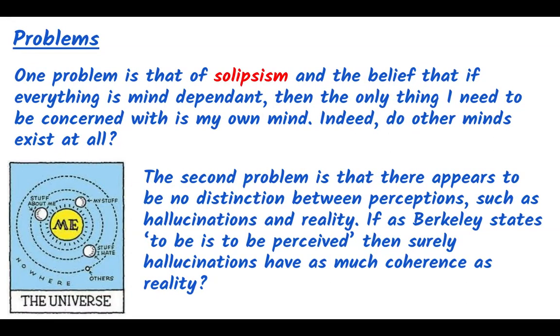Okay, there are problems associated with Berkeley's arguments, and one of the problems is that of solipsism. It's basically the belief that everything is mind dependent, and in that regard, only on one mind. So I'm only concerned with what's in my own mind, and therefore I don't really need to be concerned whether other minds exist at all. The second problem is there appears to be no distinction between perceptions such as hallucinations and reality. If, as Berkeley states, to be is to be perceived, a quote that you want to learn, then surely hallucinations have as much coherence as reality.